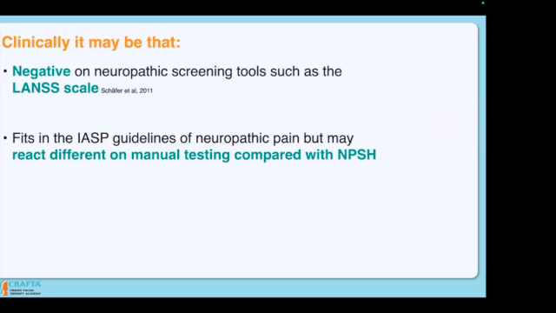Again, there is a negative LAND score. So that's the first thing we have to do. And of course, it has to fit within the ISPA guidelines for neuropathic pain. And we know that it can react a little bit differently when we compare it with an MPSH. Sometimes it looks a little bit like that, but when there's a negative LAND score, we know it is more a compression neuropathy.